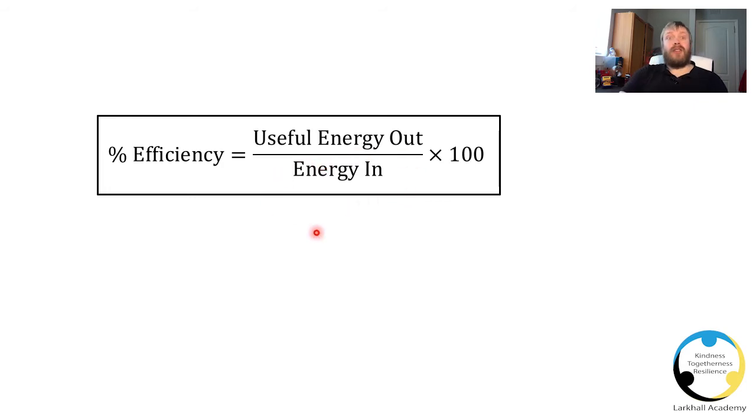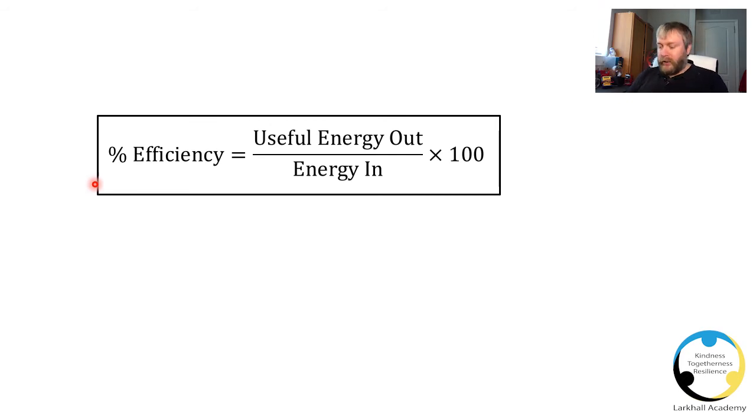So that's the energy that's coming into the device, and that's where your rating plate becomes very useful, because that tells you how much energy the device is likely to draw. And then we multiply that by 100. We multiply that by 100 because we are calculating this as a simple percentage. It's as simple as that. It's a percentage efficiency. What percentage of the energy in are we getting back out in useful energy?